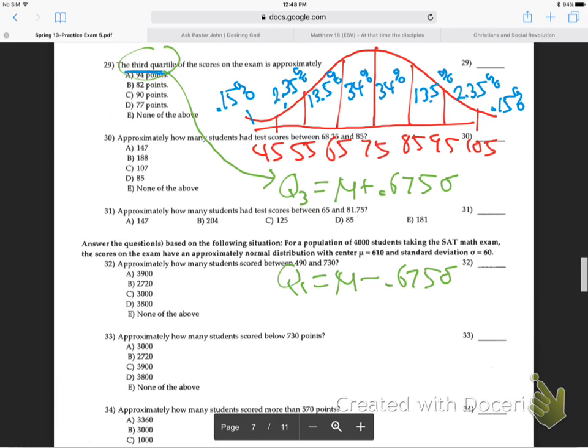So I'm going to use the Q3 formula, which is mu, the middle, plus 0.675 sigma. Sigma is the jump amount, 10. So that's 6.7, that's 81.75, which rounds to 82. B. B, 82 on that.